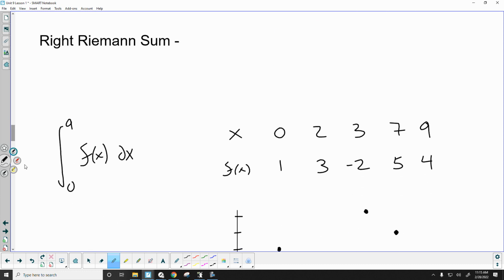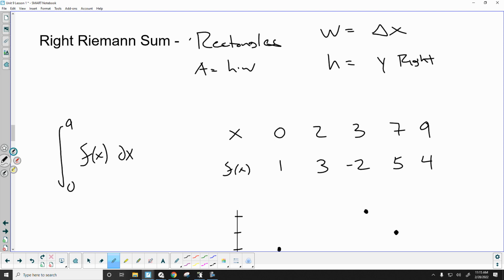If we are asked to find a right Riemann sum, again, using 4 subintervals with widths indicated by the data, right Riemann sum uses rectangles. I bet you could figure it out. Areas are heights times width. The widths will always be these delta x's, these x distances. But now the heights are the y on the right. All right, see if you can do it. And then you get 32.